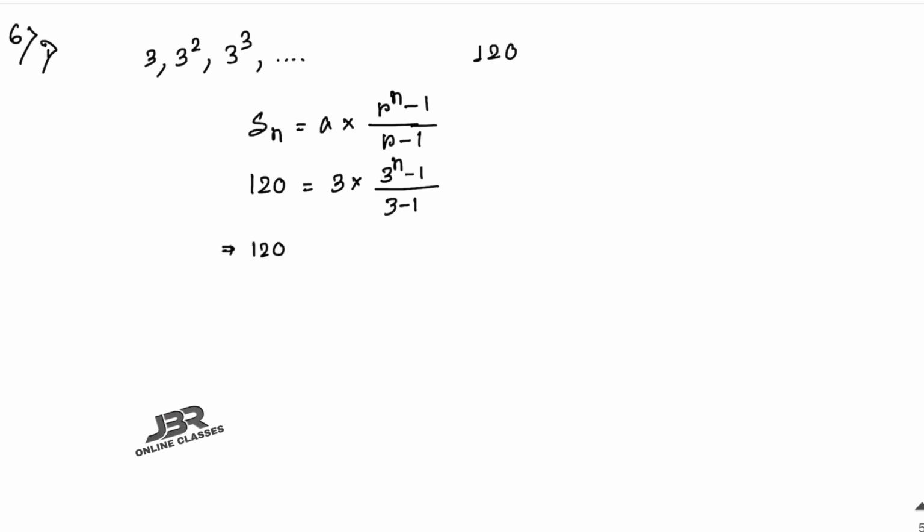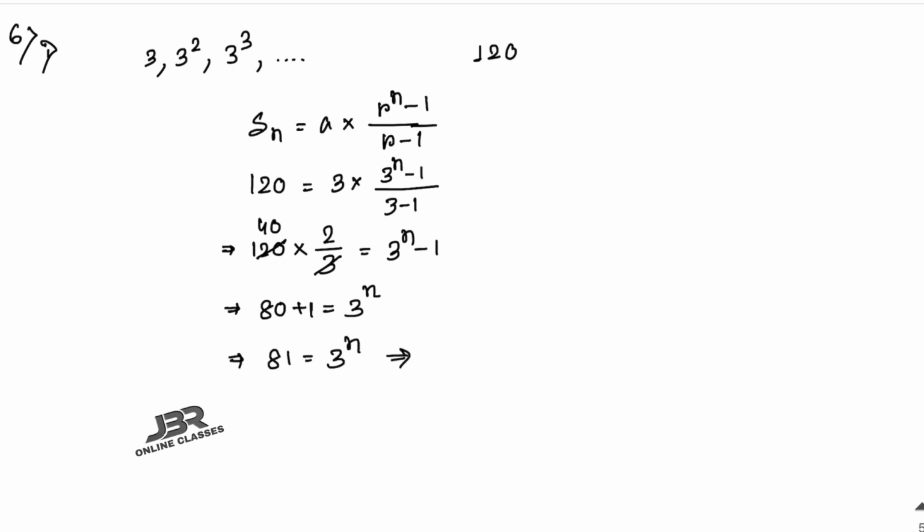So 120 into 2 by 3, that one equal to 3 to the power n minus 1. 3 cancels out with 120 to give 40, so it becomes 80. So 80 plus 1, that one equal to 3 to the power n. So 81 equal to 3 to the power n. That means 3 to the power 4 equal to 3 to the power n. So n equal to 4.